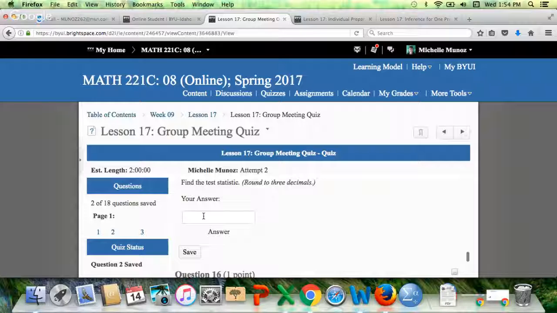Okay. And then on number 7, you're gonna do negative 2.28. On number 15, I mean. Not number 8. Don't put that in number 7. Number 7, negative 2.282. Okay.